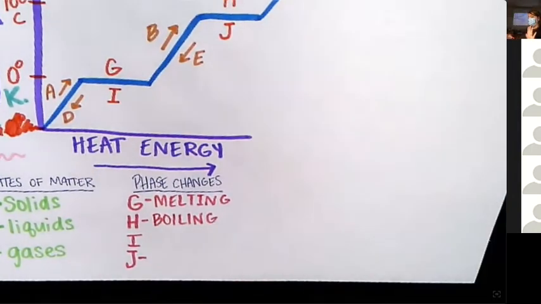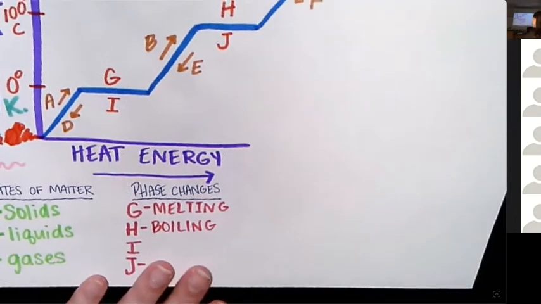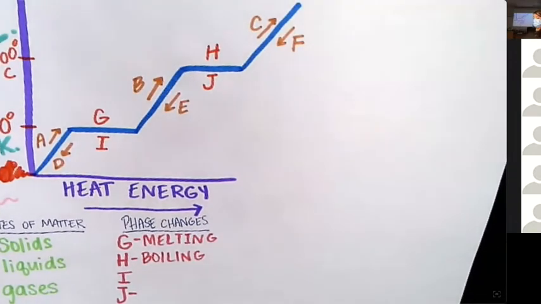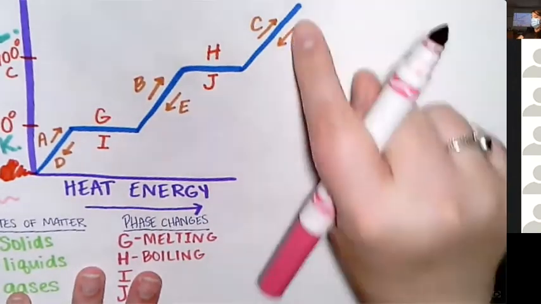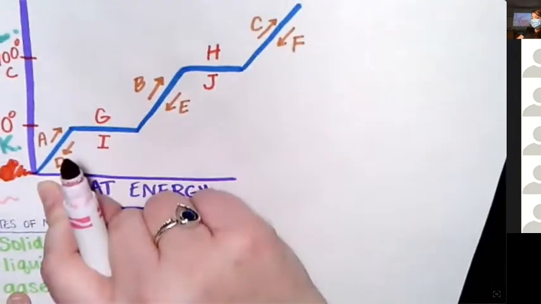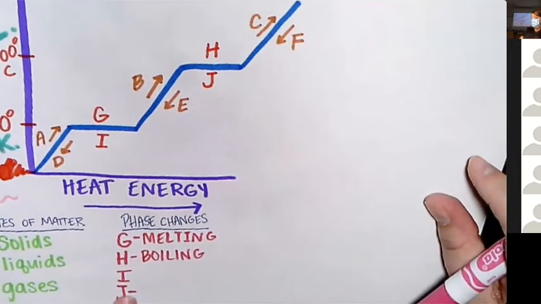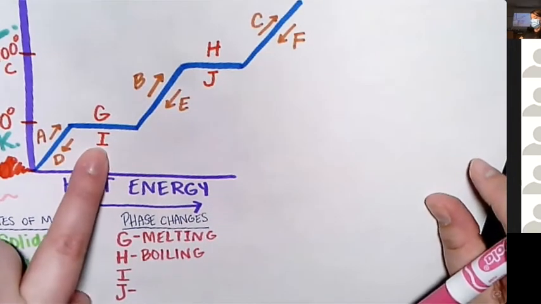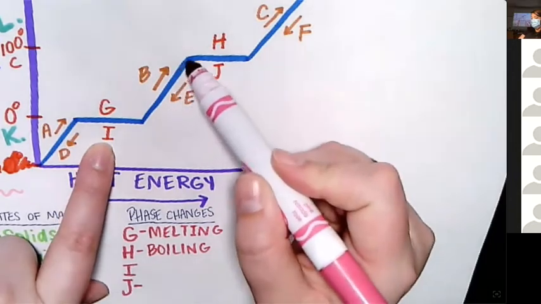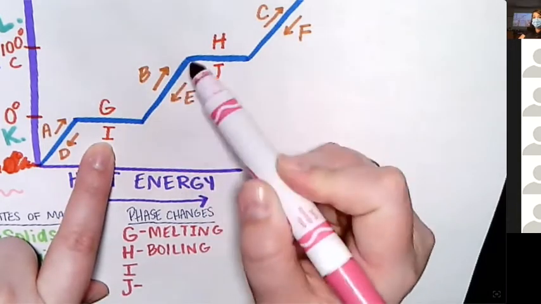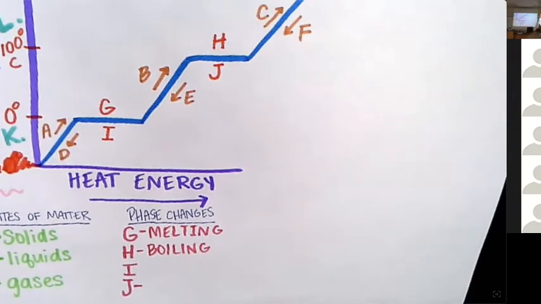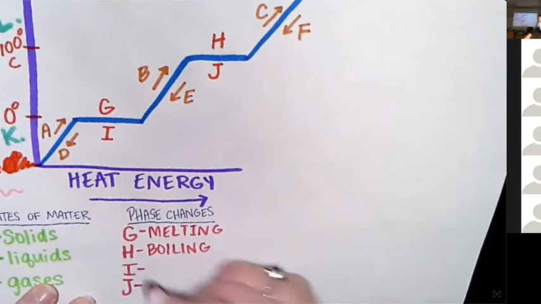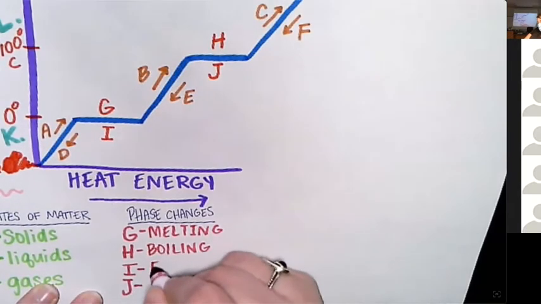Now, if you notice, I put arrows, right? Because we can move up the graph this way, or we can move down the graph this way. So here's I right here. And what's happening is we're going from this line, which is liquids, to this line, which is solid. So if you have liquid water and then it turns into solid water, what happened? It froze. So I is freezing.